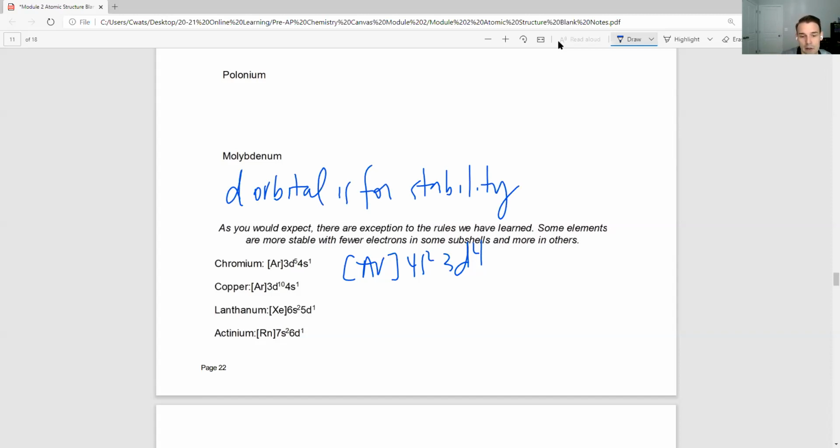Same thing with copper. Copper should be argon 4s2, 3d9. But what happens is one of those s electrons goes into the d orbital and makes that full, which makes it more stable. Lanthanum and actinium, their outermost electron is in the d orbital. So they go 2 in the s orbital and then 1 in their d orbital.